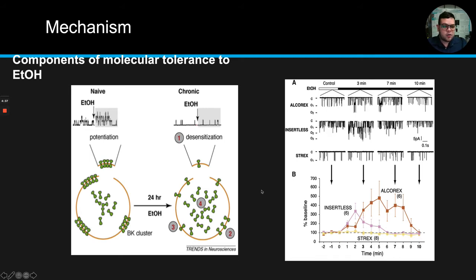We see declustering of the channel, and we can also see a redistribution of the channel across the membrane and internalization of the channel. For the different kinetics of the different isoforms, we have the insert-less, which is another name for the zero isoform, and we have the STREX isoform.